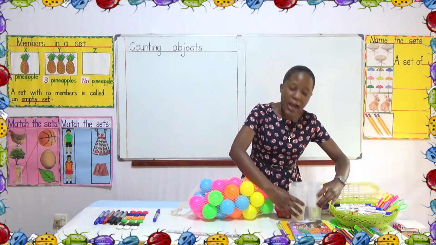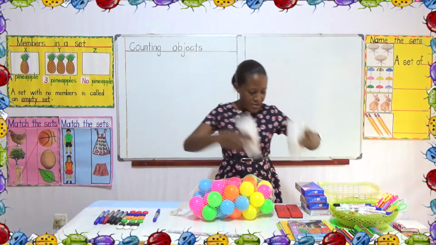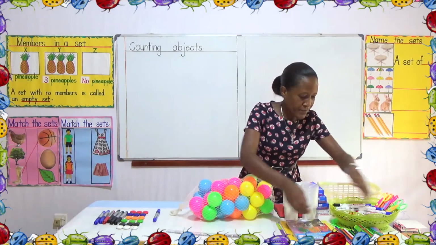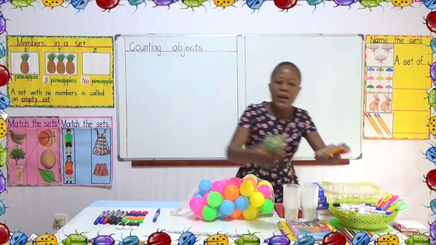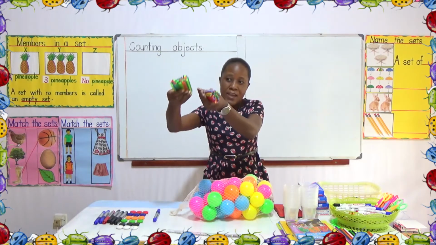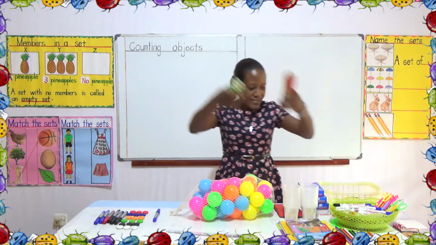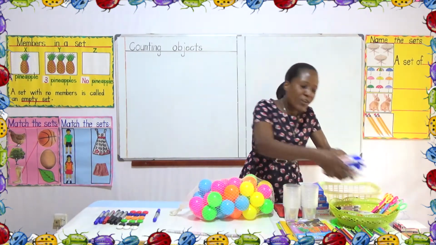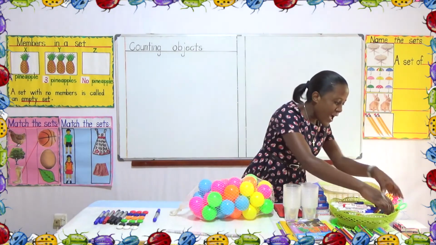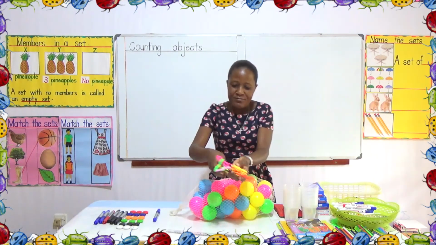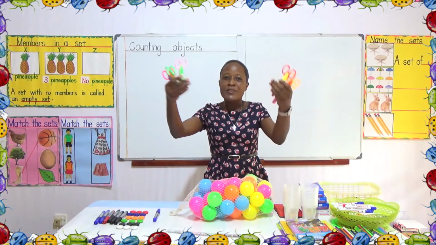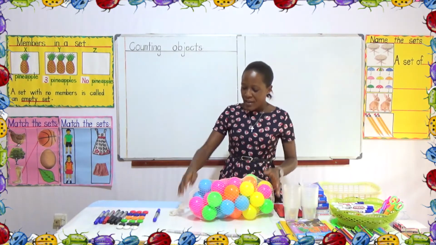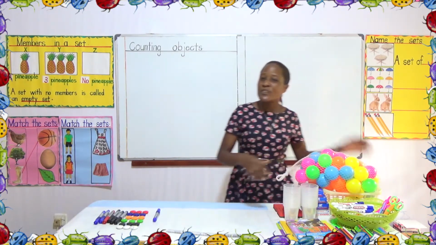We also have cups. We also have books here. We also have counters, counting sticks. They are here, and there are many of different colors. We also have markers. We have scissors. We shall also be counting scissors. There are many objects on my table. Now, we are going to be counting objects.